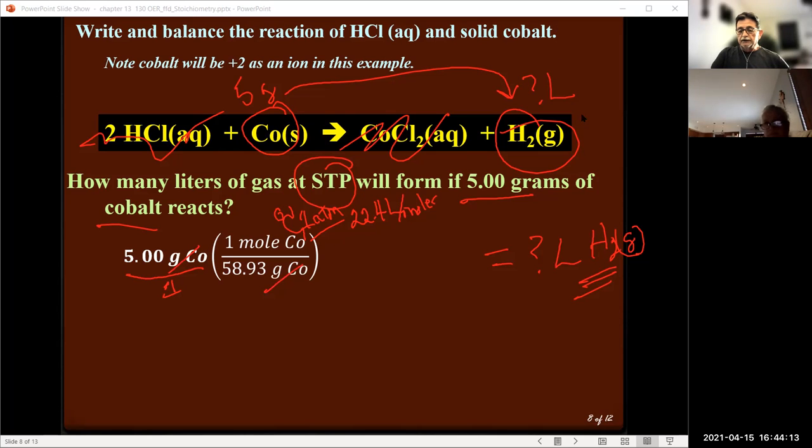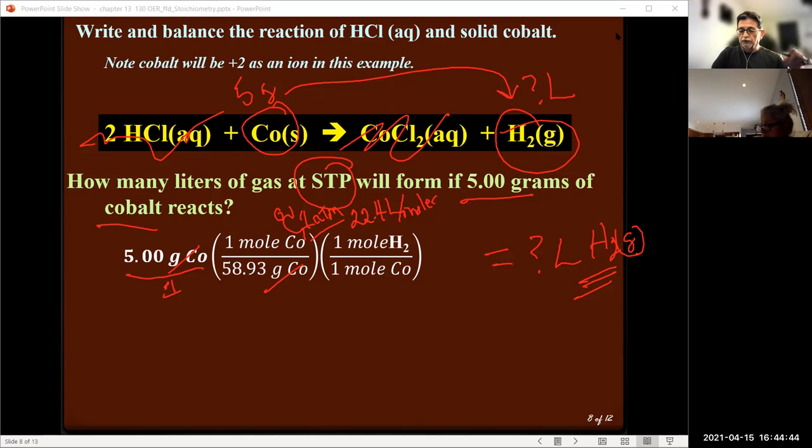My next unit is where do I need to go? I need to get to hydrogen. So I need a factor that converts it from moles of cobalt to moles of hydrogen. And that comes from the balanced chemical equation and the stoichiometric relationship. Because from the balanced chemical equation, 1 mole of hydrogen is equivalent to 1 mole of cobalt.